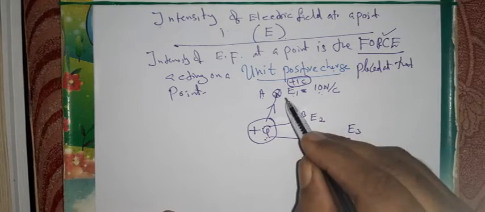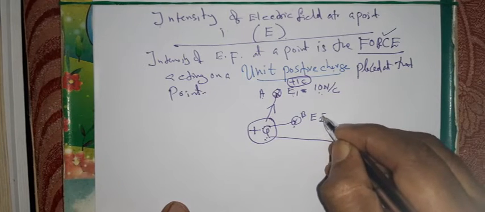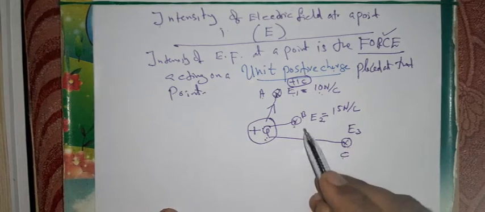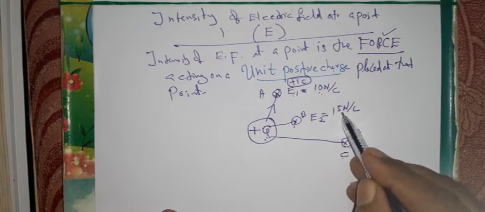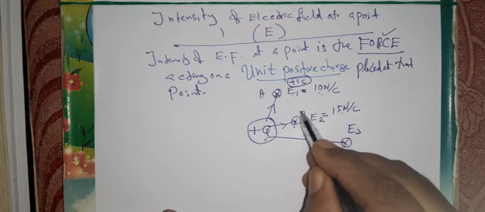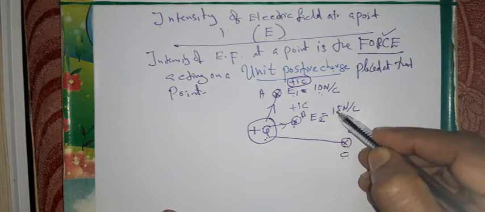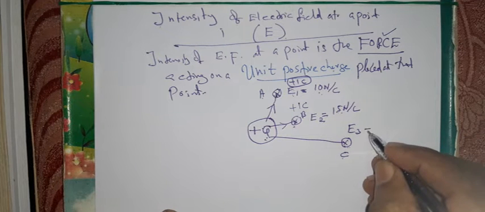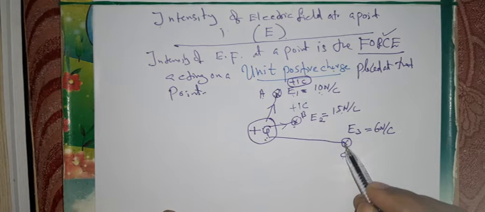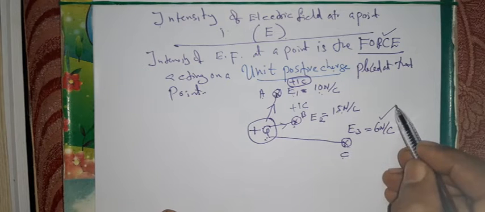I think you understood what you mean by the intensity of the electric field at a point. Suppose E2 is equal to 15 Newton per coulomb. Therefore, the intensity of the electric field at B is 15 Newton per coulomb. What does it mean? Once you place 1 coulomb of positive charge at B, this charge will exert a force of 15 newtons. Then E3 is equal to, suppose, 6 Newton per coulomb. Same meaning: 1 coulomb of positive charge is placed at C, and the source charge will exert a force of 6 Newton on it.